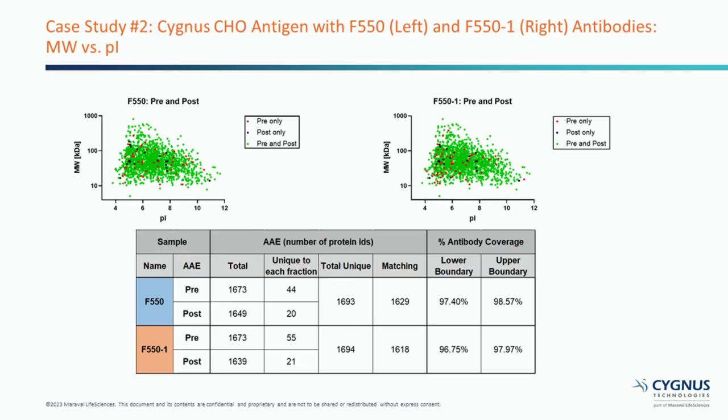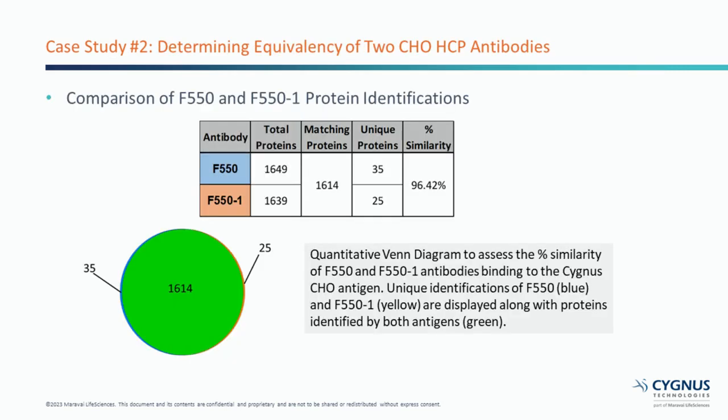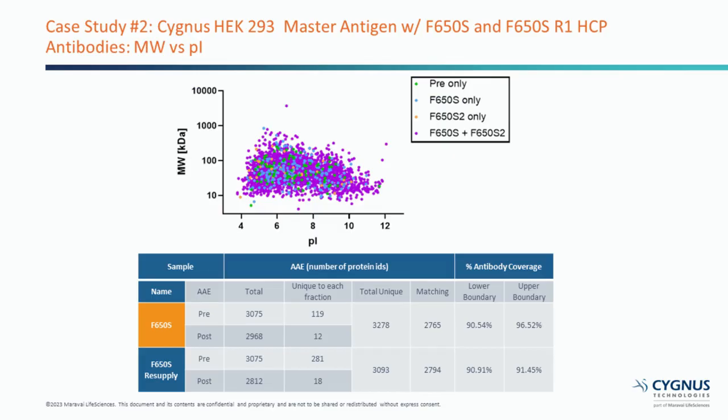So here we compare the F550 antibody from our historic CHO HCP ELISA with our current HCP ELISA F550-1, and you can see that both antibody coverages are pretty high, around 97%. However, we also go one step further and we look at the overlap between those proteins that the antibodies react to. And so we can see that both antibodies react to 96% of the same proteins. So this is a very powerful characterization that we always do when we do antibody resupply.